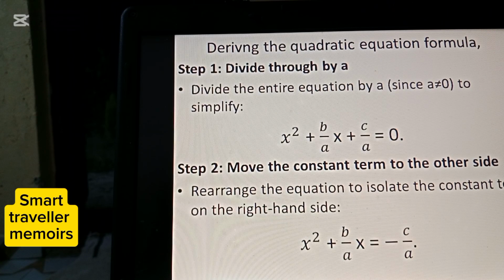Step 2, move the constant term to the other side, and you rearrange, that is, rearrange the equation to isolate the constant term, in other words, so that now the constant term is on its side. So you end up with x squared plus b over a x equals negative c over a.